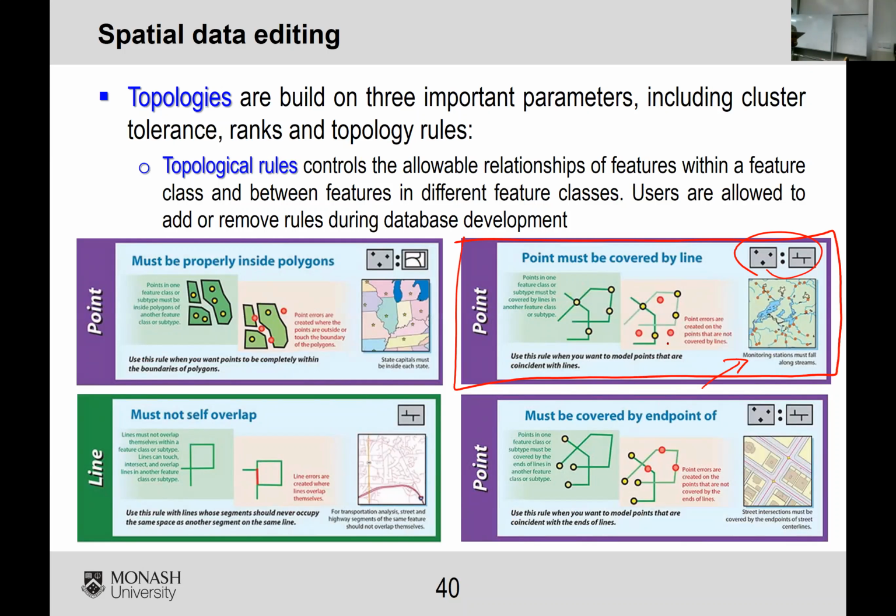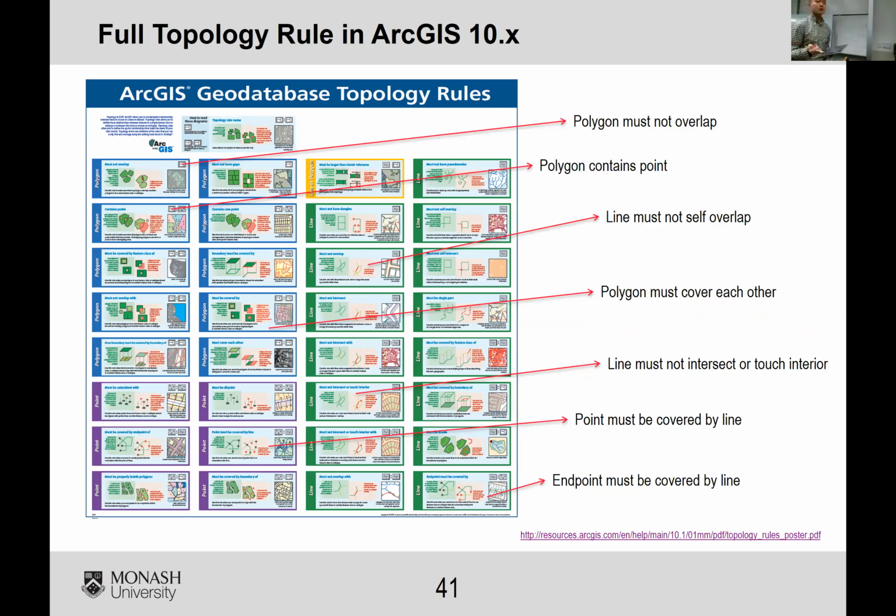So in this case, we can use the rule points must be covered by line. And if there are any points that are not covered by lines, then it's an error. There are 32 built-in topologies we can use, and we should use them in different scenarios depending on what relationship or topological relationship we want to examine or want to identify from the data set.